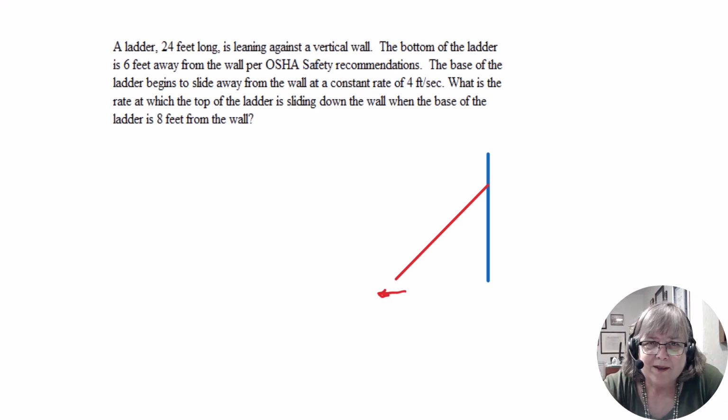Now you look at this and you go, well, what kinds of information did they give me? They gave me the fact that the ladder is 24 feet long. So I know eventually this is going to be 24. Might be important to know at some point in the problem. I know that originally the bottom of the ladder was 6 feet away, and then it started to slide. So what it might have done was to start here at 6 feet.